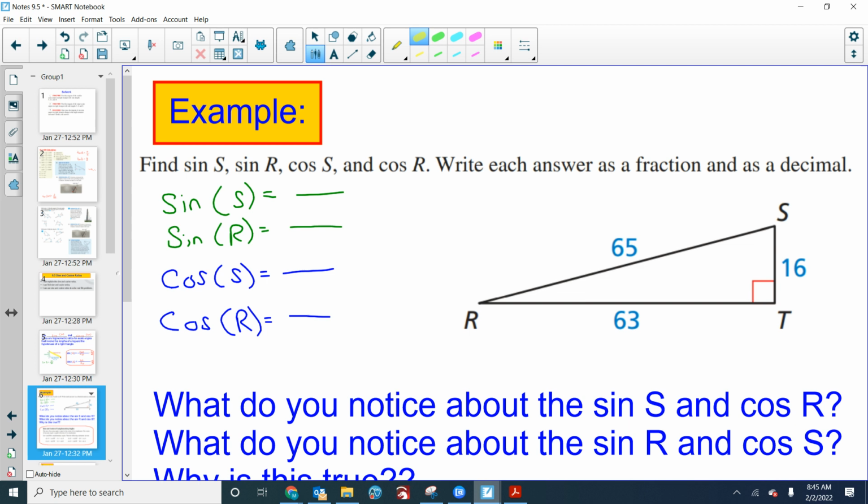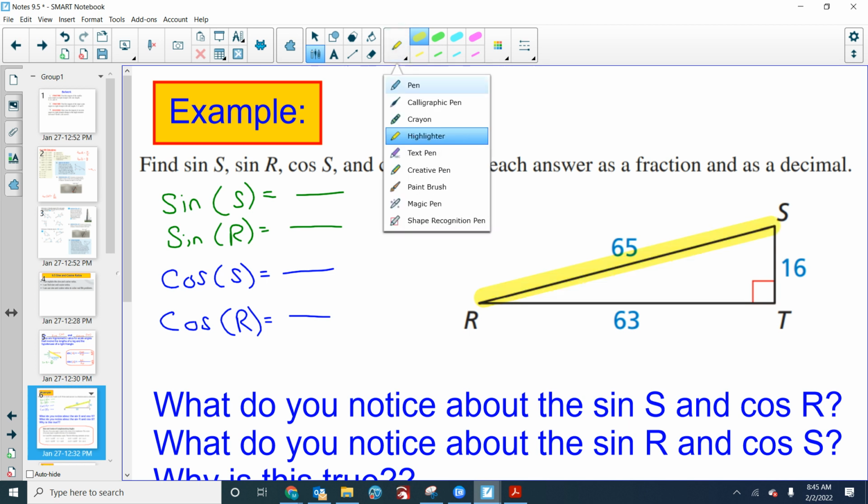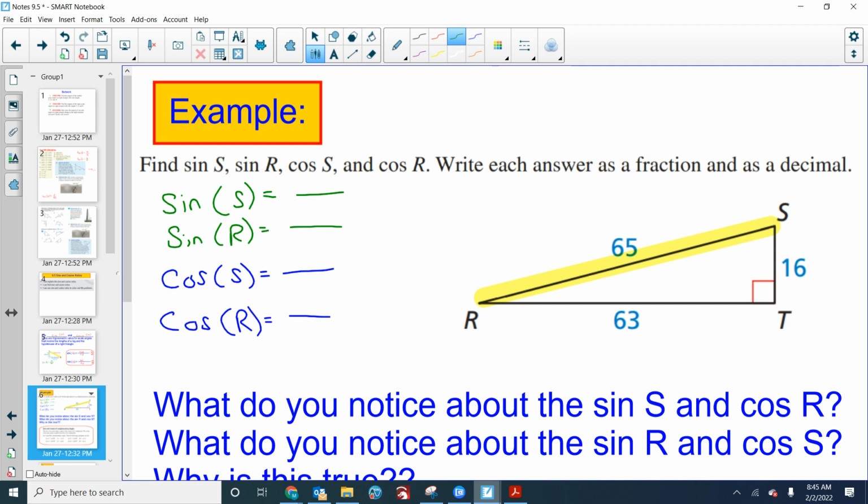Well, the hypotenuse is 65. Okay, hypotenuse is 65. So that should be the first thing you do. You're like, okay, that's the hypotenuse. That can't be an opposite side. That can't be an adjacent side. So if I'm up here at S, who can raise their hand and help me out with the sine of S? Christiana. 63 over 65.